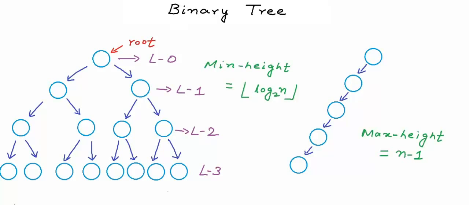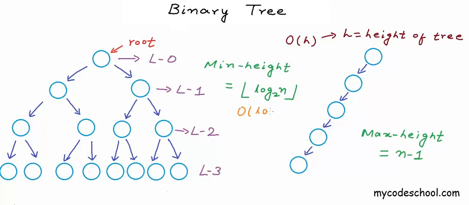Now think about this. If I'm saying that time taken for an operation is proportional to height of the tree, or in other words, I can say that if time complexity of an operation is big O of h, where h is height of the binary tree, then for a complete or perfect binary tree, my time complexity will be big O of log n to the base 2. And in worst case, for this sparse tree, my time complexity will be big O of n.